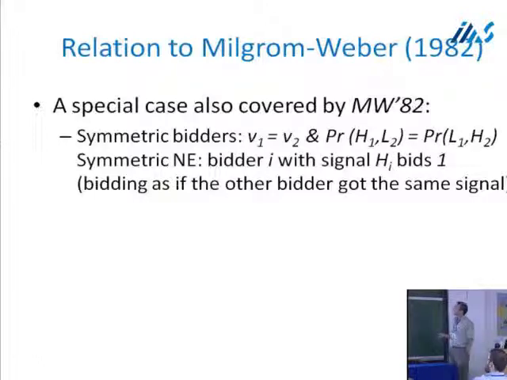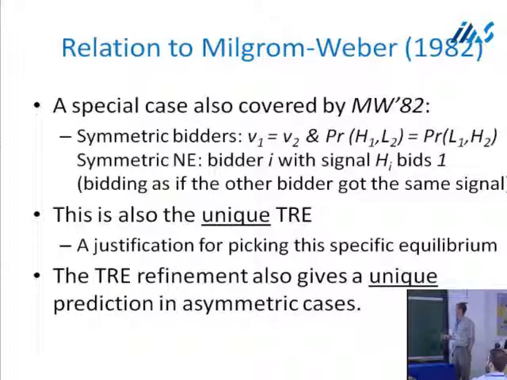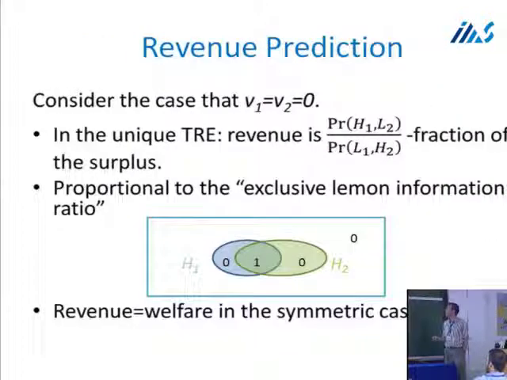So here's the special case. When the two agents are symmetric, we know that the Nash equilibrium that Milgrom-Weber gives is the equilibrium in which the agent with high signal is bidding 1. That's exactly the one that we are going to predict with our tremble-robust equilibrium refinement. And basically, we show that this is unique. And our refinement also enables us to get unique predictions in the asymmetric cases. In the symmetric case, it's really easy to justify the symmetric equilibrium. In asymmetric cases, it's not so easy to figure out which one should be chosen.